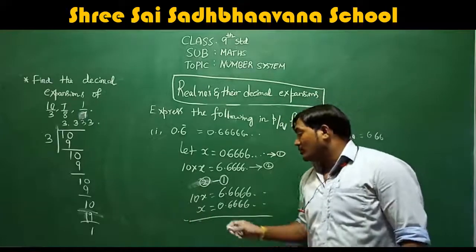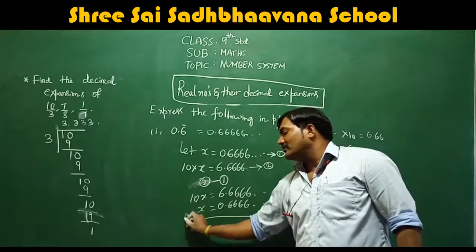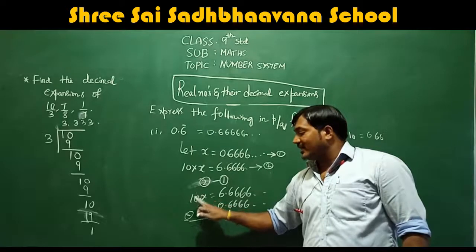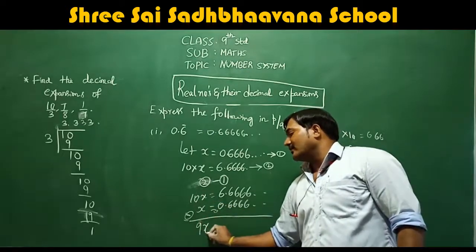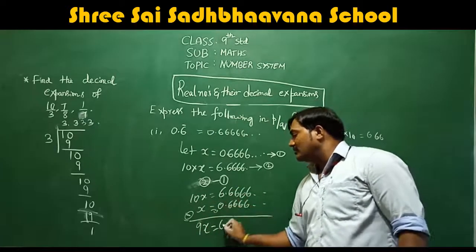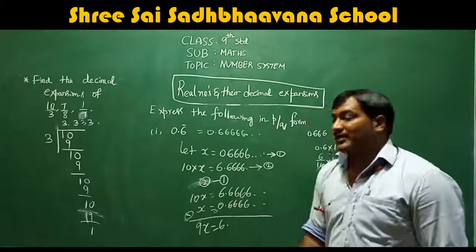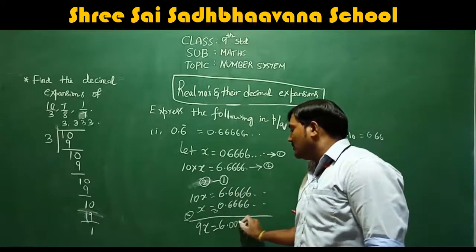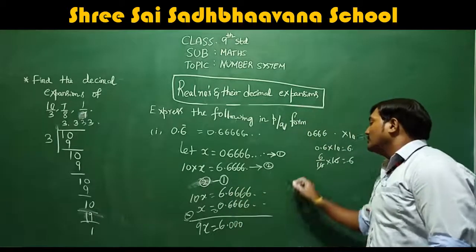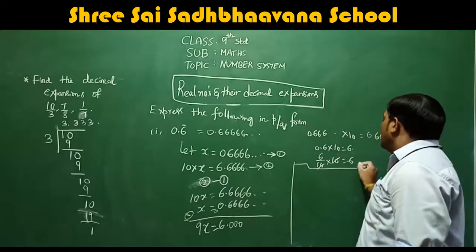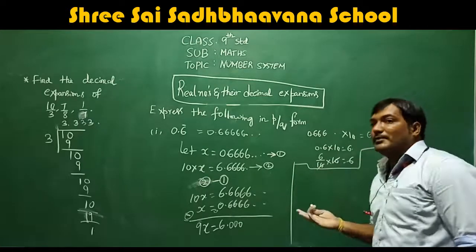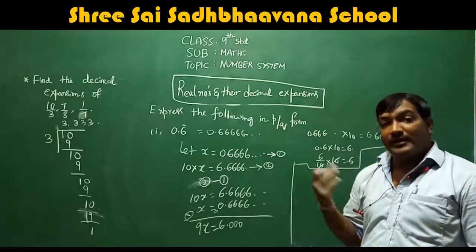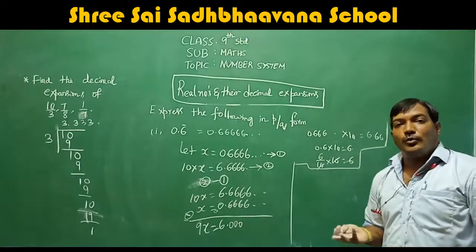So subtract. When you subtract, what do you get? 10x minus x is 9x. And 6 minus 0 is 6 before the decimal point. After the decimal point, you have 6 everywhere, so 6 minus 6 is 0. You can write that as 6.000. Any number like 2.0, or 2 point and after the point you put 10 zeros or 20 zeros, infinite zeros, it is 2 only.